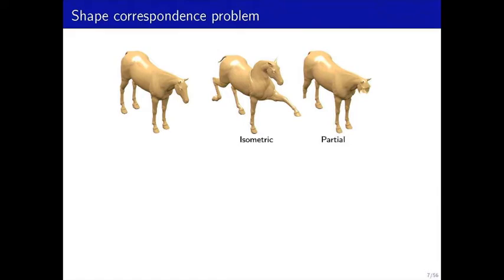Usually this is a restrictive assumption. You assume that the shapes are nearly isometric, so there is some almost inelastic deformation, basically one pose is an inelastic deformation of some reference shape. But of course, more interesting examples include, for example, missing information. This is what you will get, for example, from a 3D scan, or maybe a different shape representation.